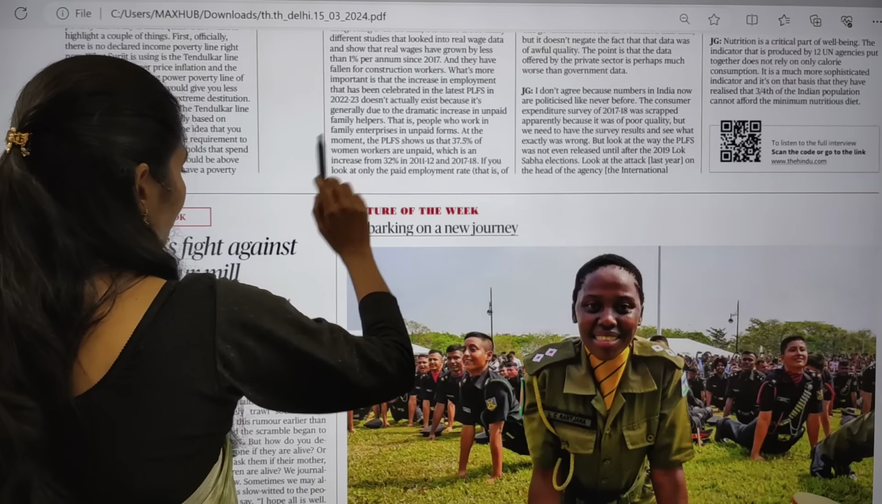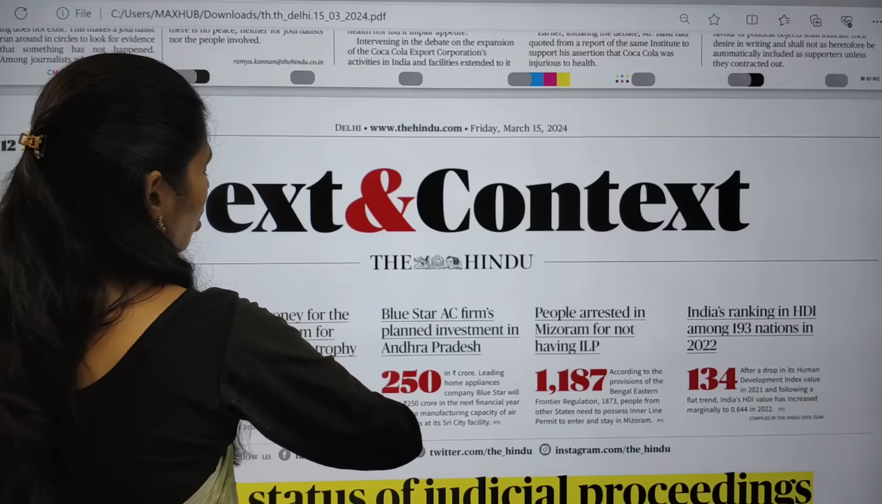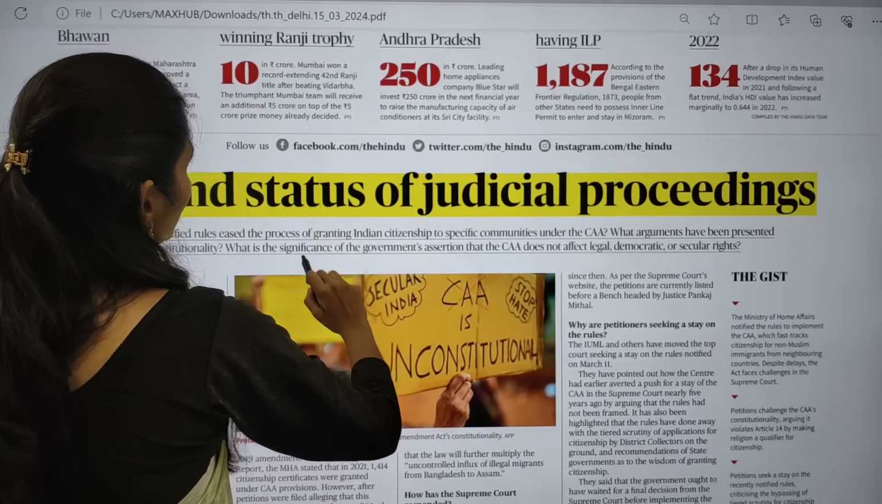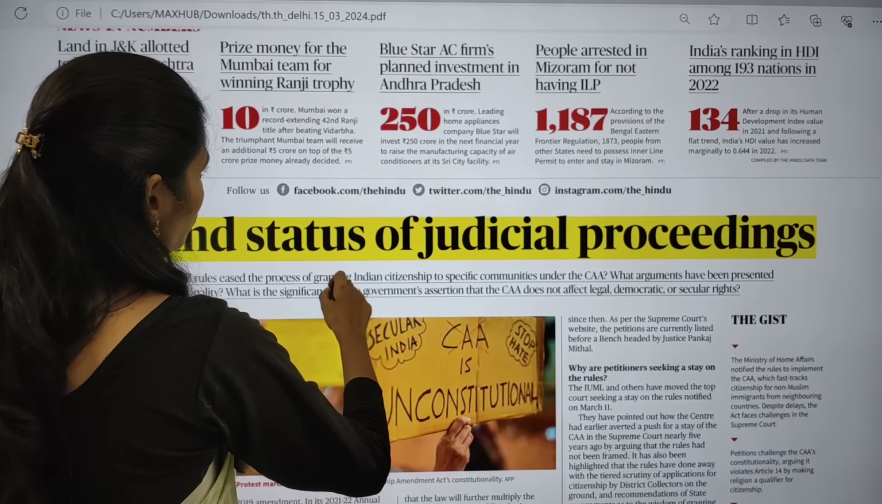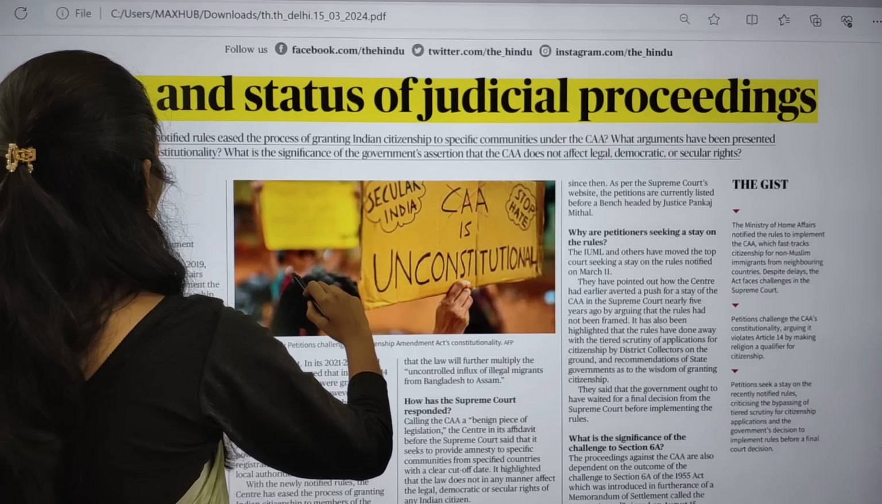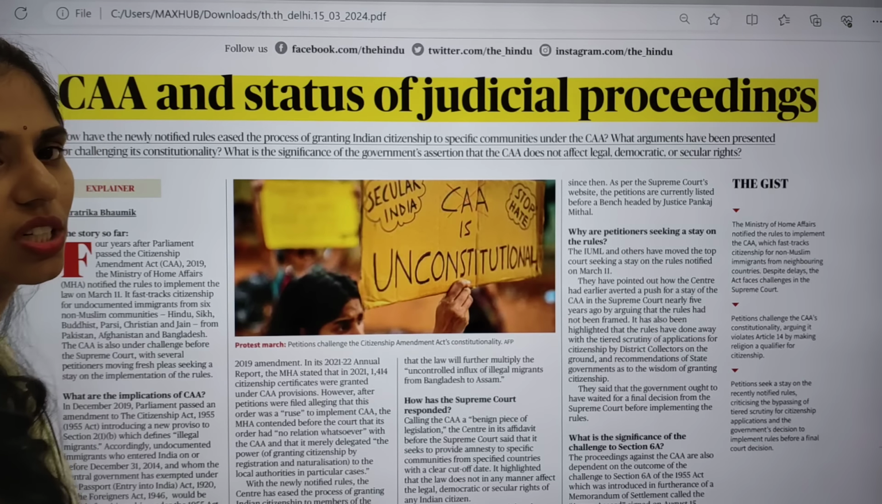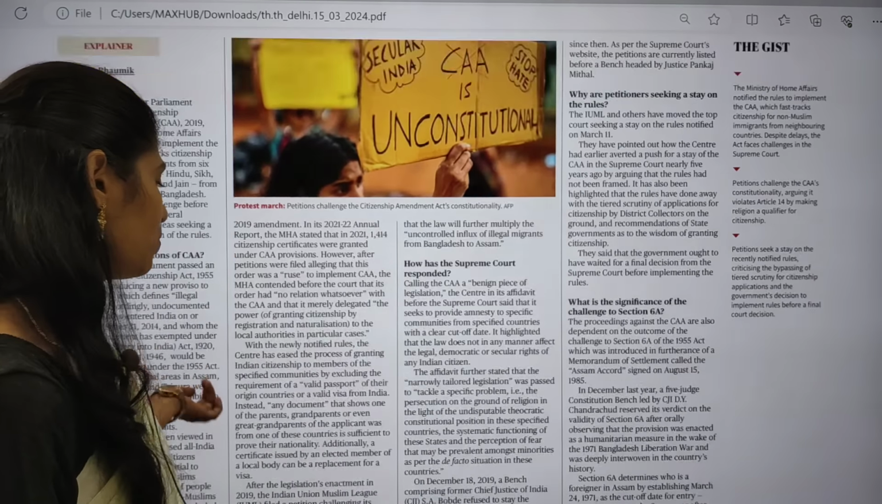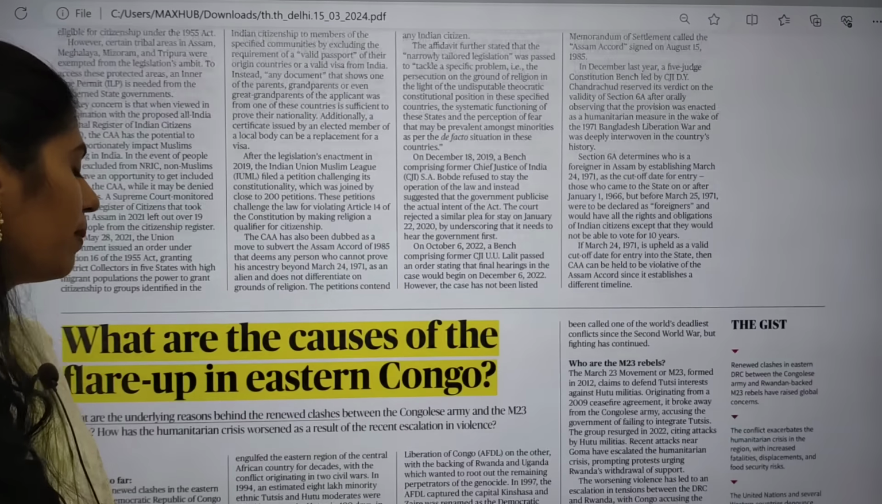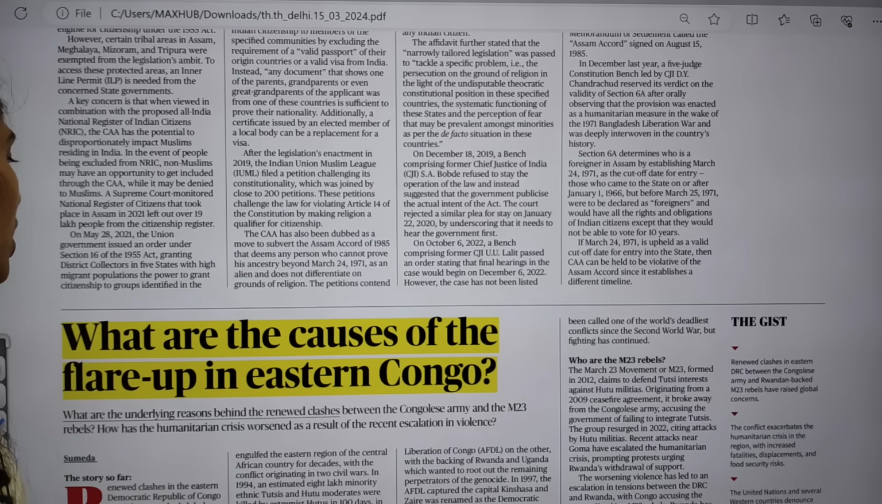And now let us move back to the page of text and context. And here we are going to see these two articles. The first one is CAA and status of judicial proceedings. And next, we are going to see about the Democratic Republic of Congo, DRC. These two articles are very important.